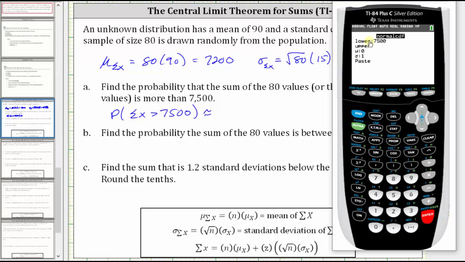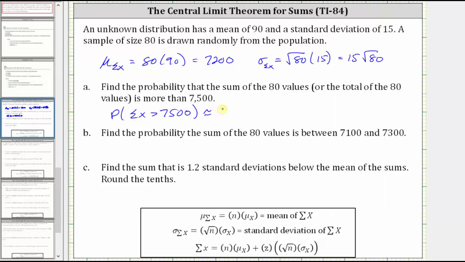Enter. We need to exaggerate the upper bound. I'm going to use 999,999. Sometimes you'll also see scientific notation used, but this should be good enough. Enter. Mu is the mean of the sums, which is 7,200. And sigma is the standard deviation of the sums, which is 15 square root 80. Enter, enter, enter. And we have the probability to 4 decimal places. We have 0.0127, which is equal to 1.27%.